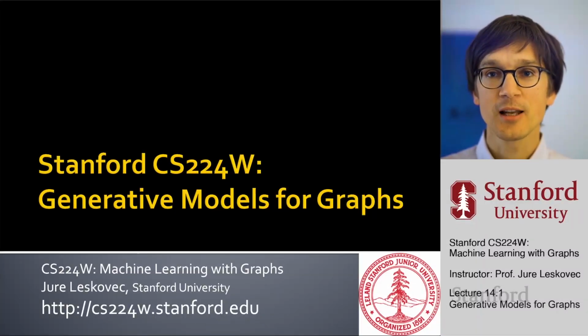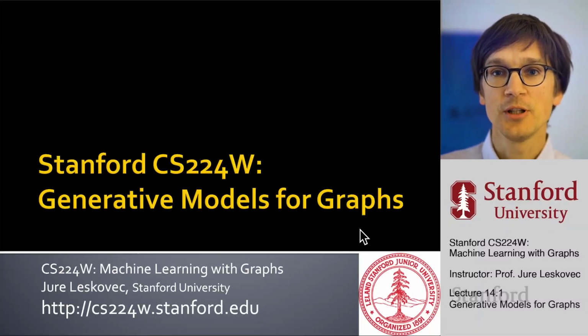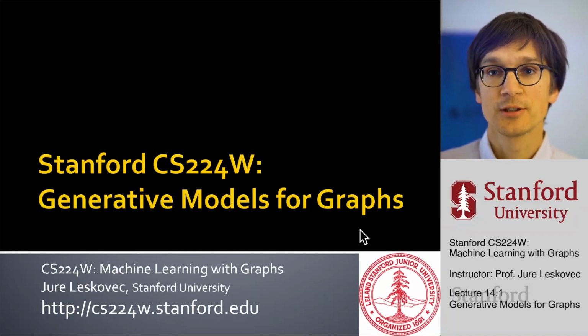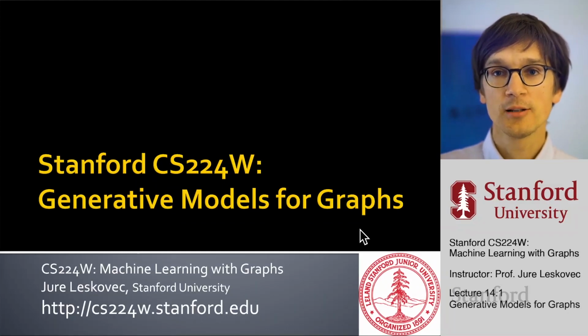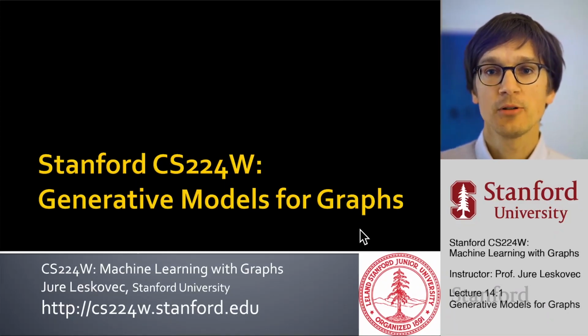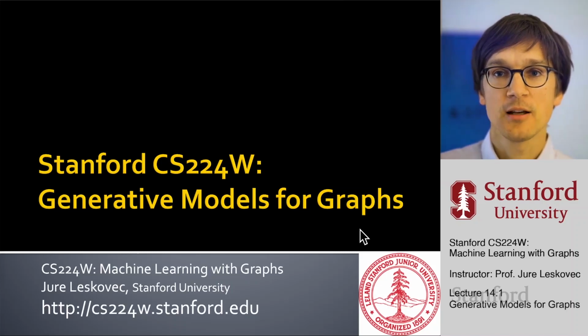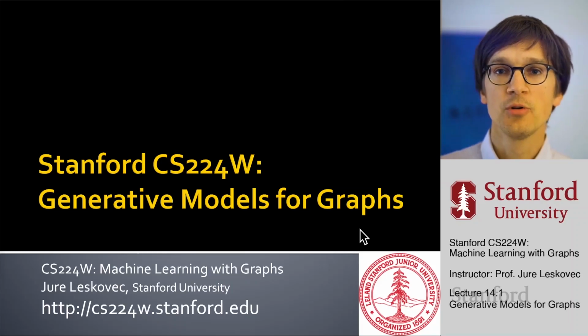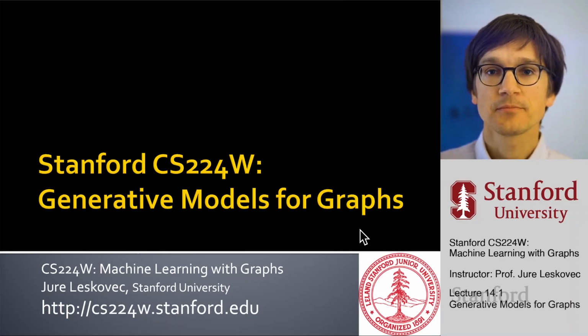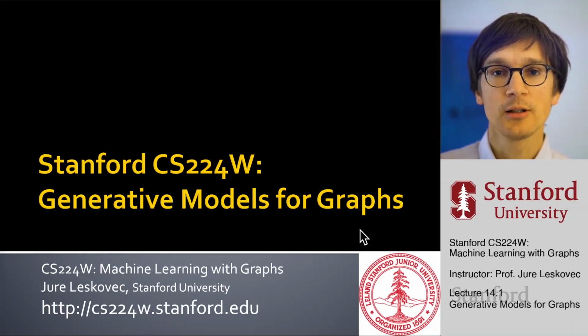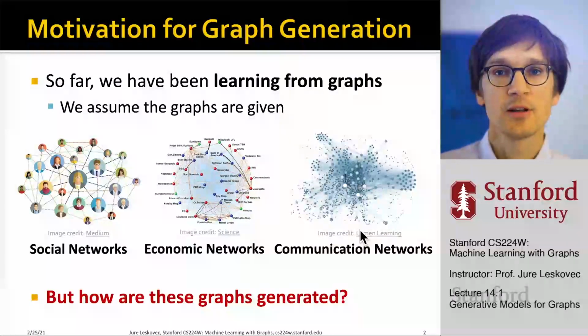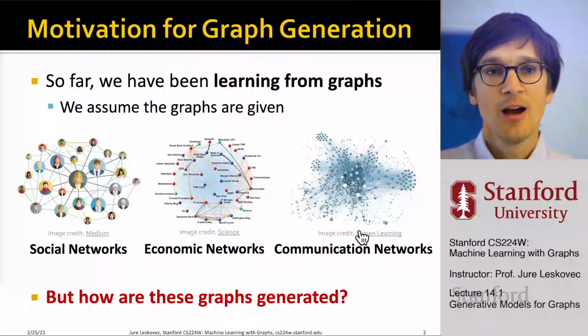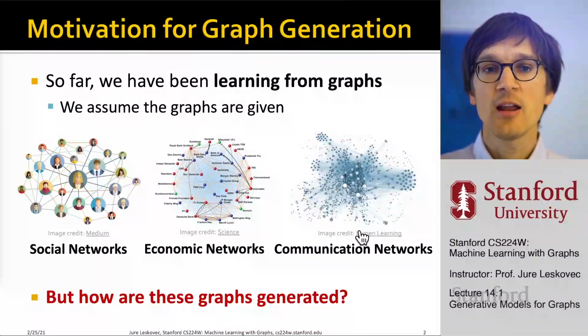So for today's class, what we are going to talk about is generative models for graphs. So far we were working under the assumption, or we talked about methods where we said a graph is given and we want to do some modeling, learning, prediction, community detection on top of it. What we are going to look at for the next two lectures is a different problem. It is a problem about how do we generate a graph?